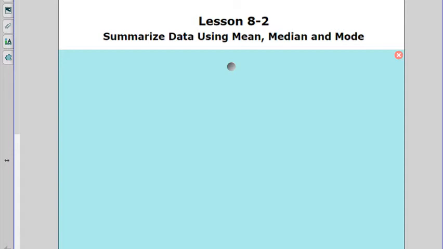Welcome to lesson 8-2. Today we're going to be looking at data, trying to summarize, take stock of what it means, using mean, median, and mode. You'll see in a bit that mean and median are about finding about where the center of the data points are. And the mode's the one that happens most often. In addition, we'll be talking about range, and range is how far apart the data is spread.